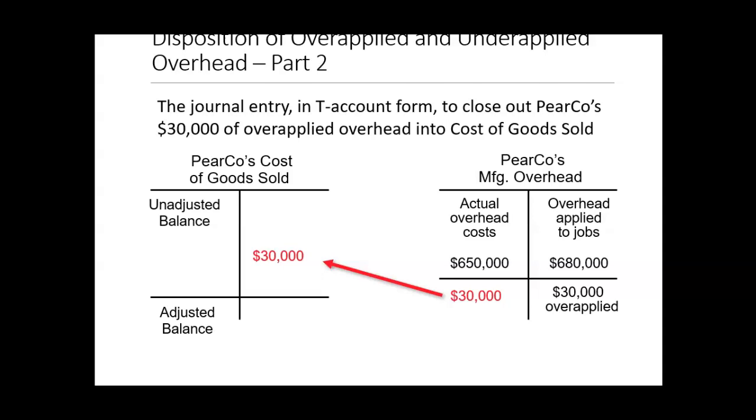In the case of underapplied overhead, it would be a reversal. You would increase the cost of goods sold account on the left-hand side and record it on the right-hand side of the manufacturing overhead account.